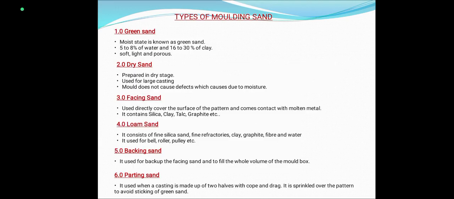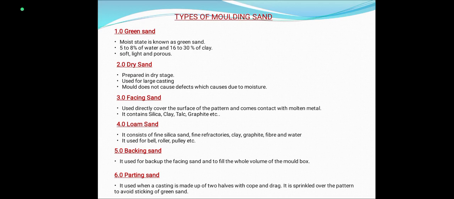Types of molding sand: green sand, dry sand, facing sand, loam sand, backing sand, and parting sand. Green sand. Moist state is known as green sand, 5 to 8% of water, 16 to 30% of clay. Dry sand. Prepared in dry state, used for large castings. Mold does not cause defects which are due to moisture.